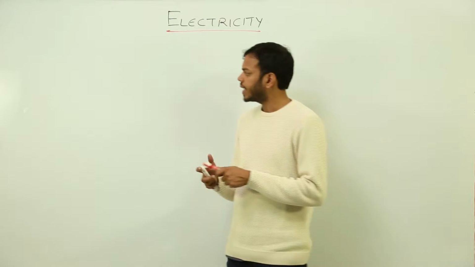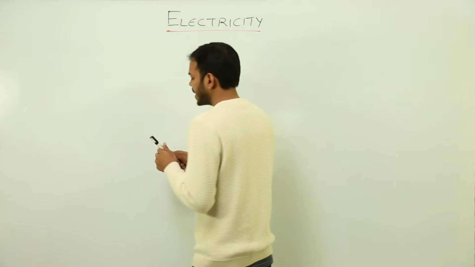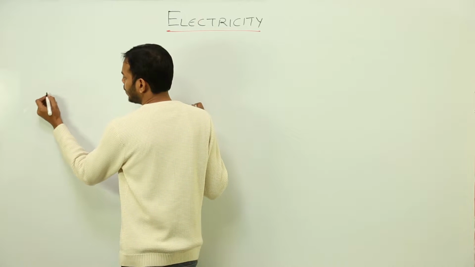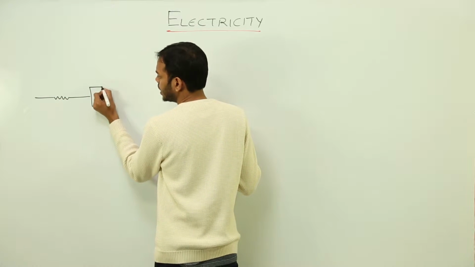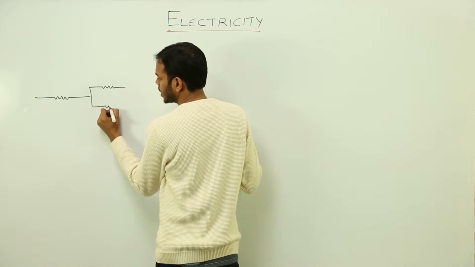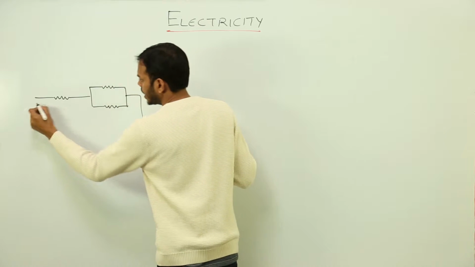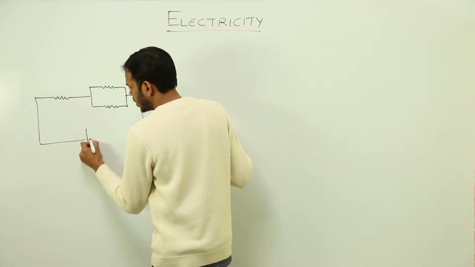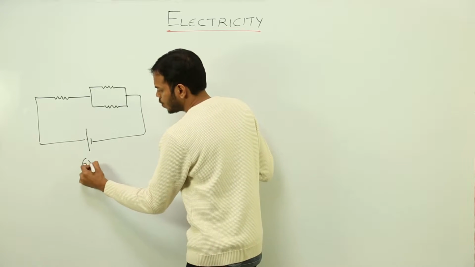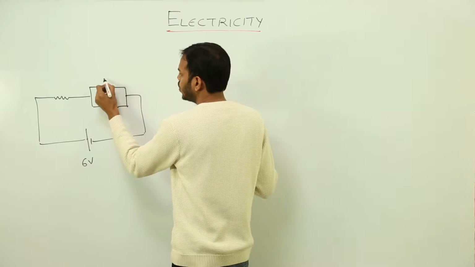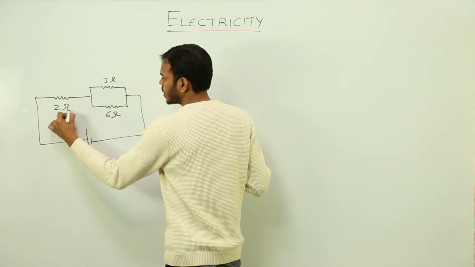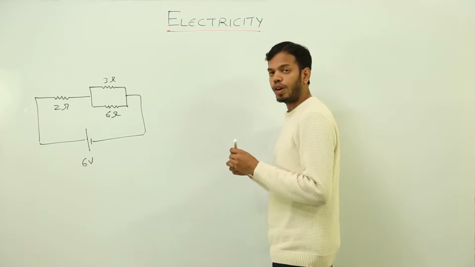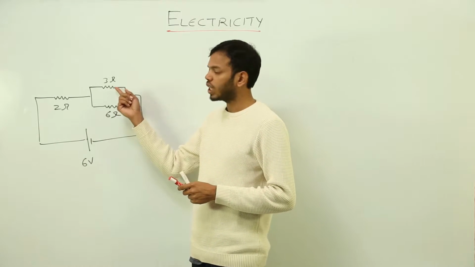Let's do another numerical for resistor combinations, but this time we have to find the value of current. I have a resistor which is in series with a parallel combination, and they are connected with the source. Let us say this is 6 volts. I am taking any random values: 3 ohms, 6 ohms, and this is 2 ohms. I want to know the value of current flowing through the 3 ohm resistance.